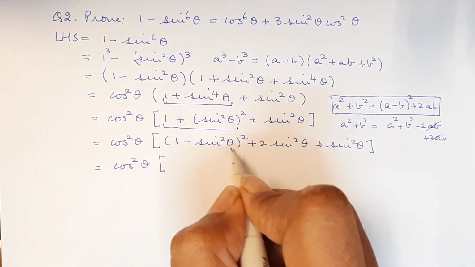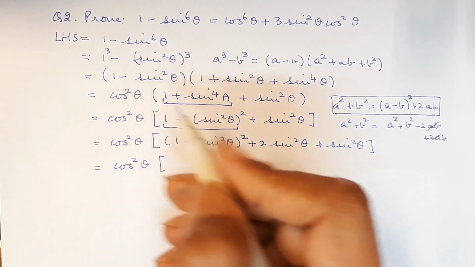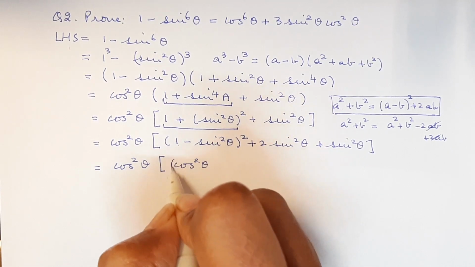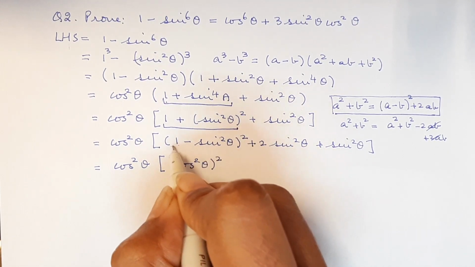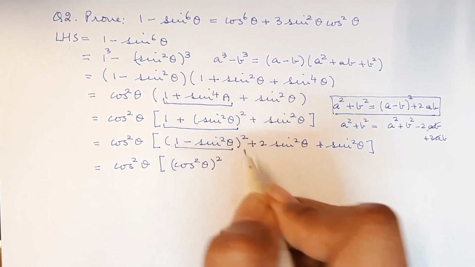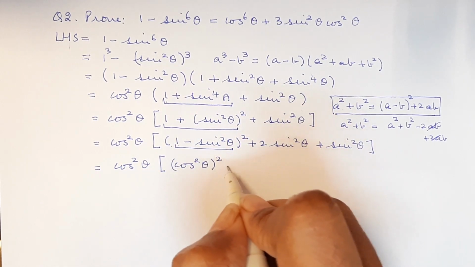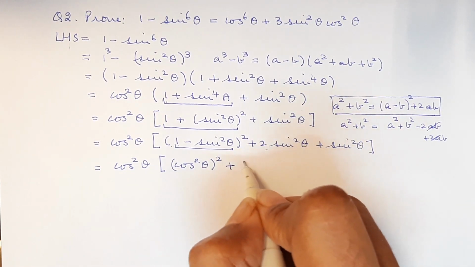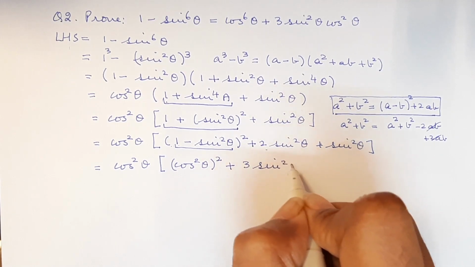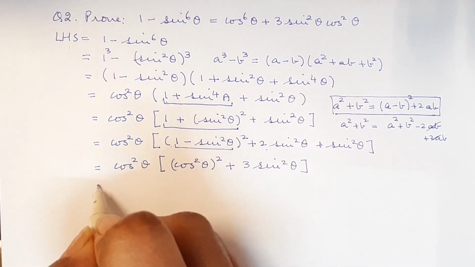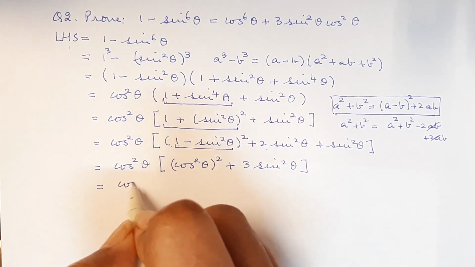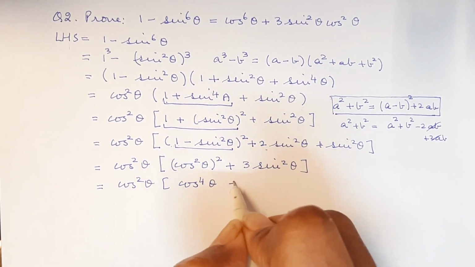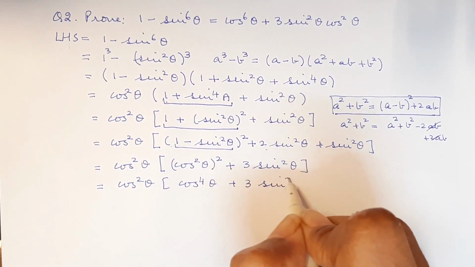which means you have cos square theta as it is, and here 1 minus sine square theta, as we used for this cos square, we will also convert this into cos square theta, but it will be cos square theta whole square. This is cos square theta, and so we write it like so, plus 2 sine square plus 1 sine square gives us 3 sine square. So now this becomes cos square theta into bracket cos to the power 4 theta plus 3 sine square theta.